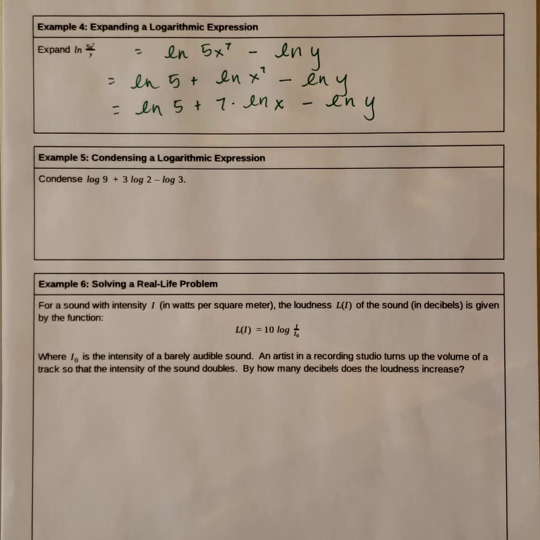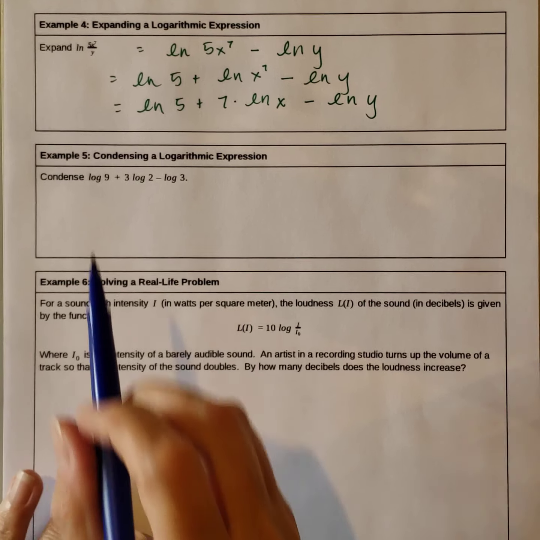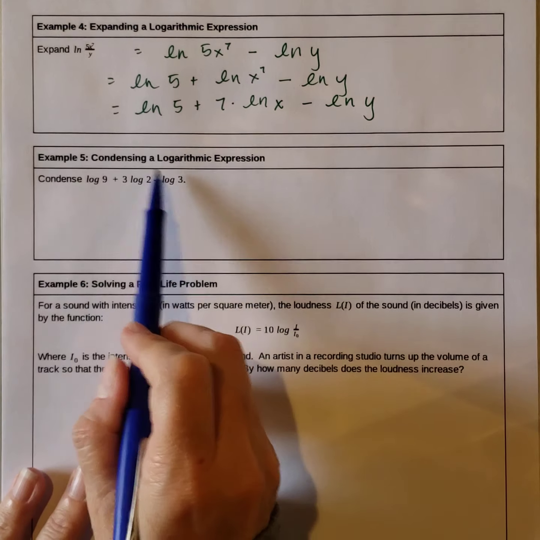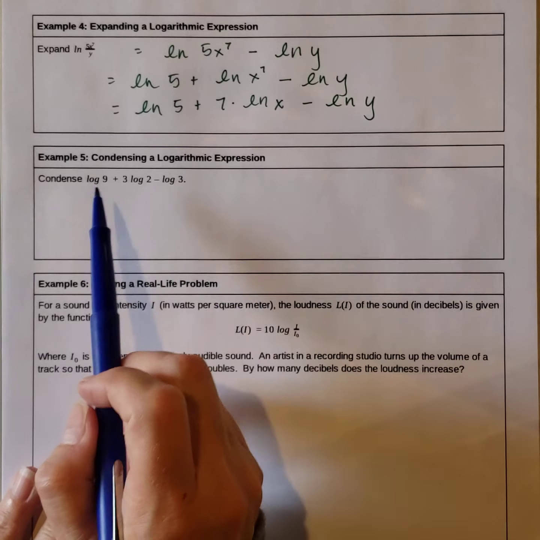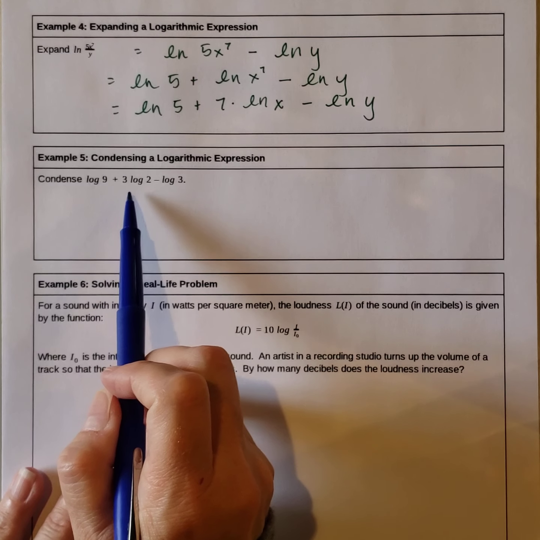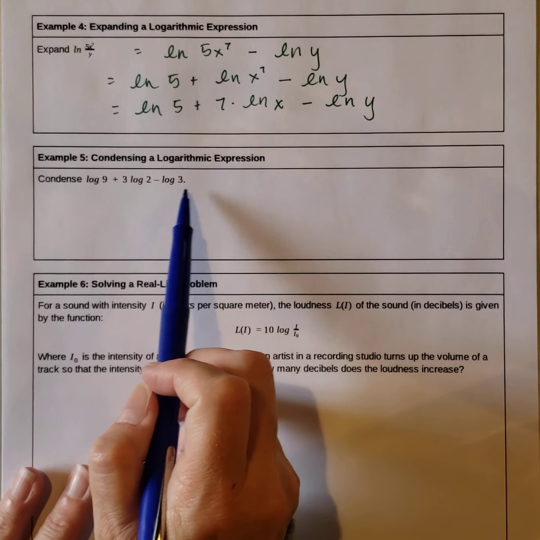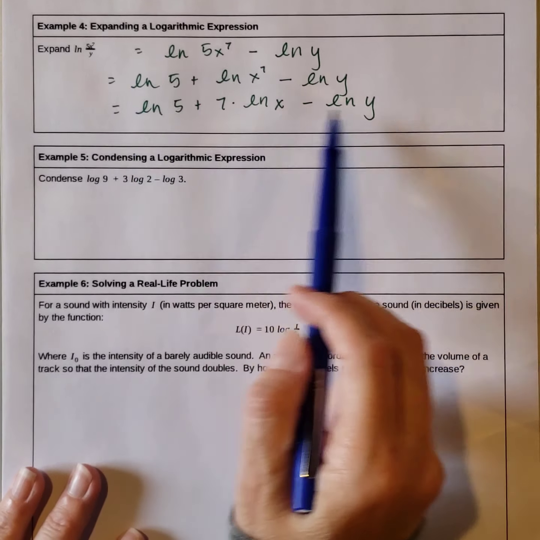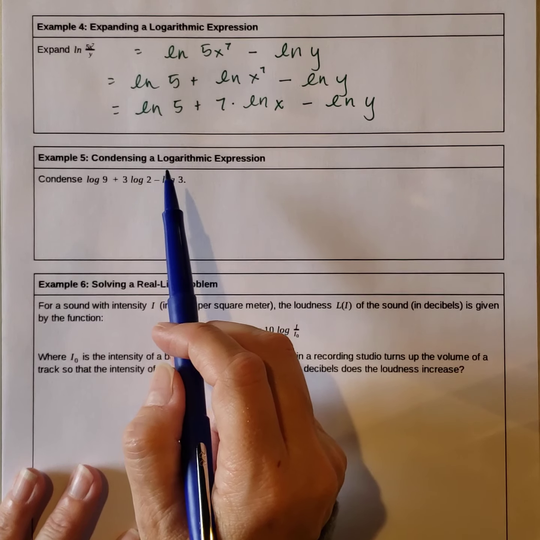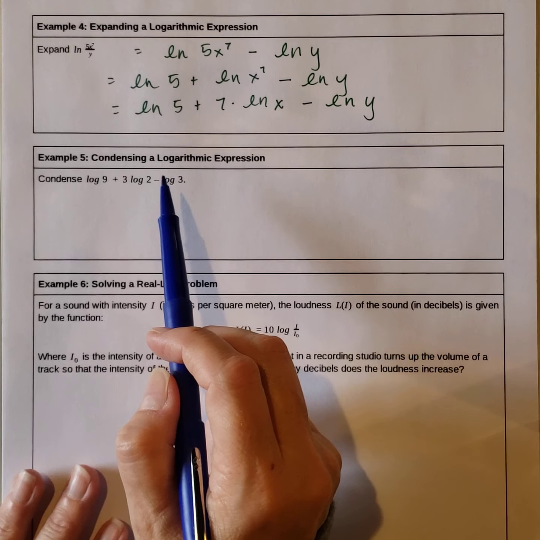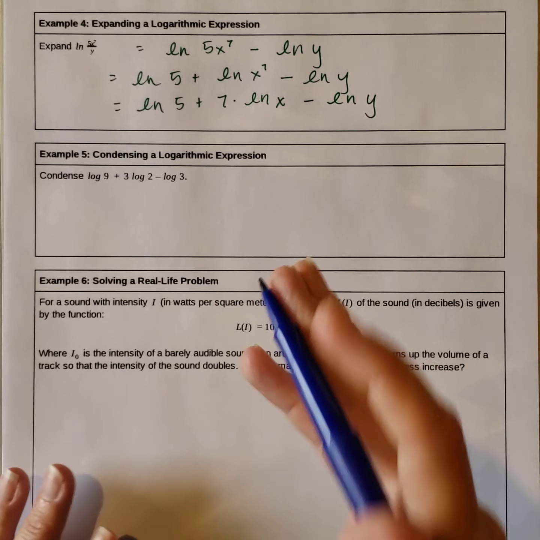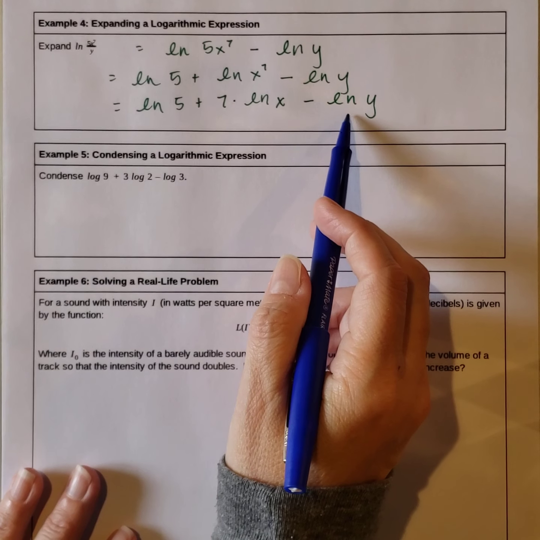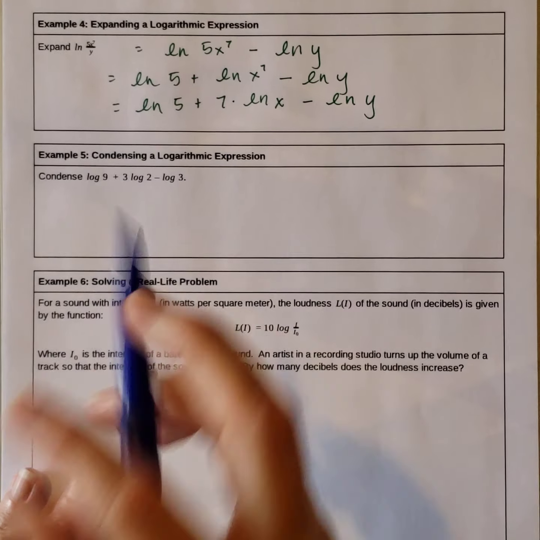So the last step that we did from example 4 was we did the power property. So it looks very similar to example 4. So I have log 9 plus 3 log 2 minus log 3. So I'm going to do the opposite of what we did here. This obviously isn't going to always be the case, but that's how I'm going to work through this. I see that it's very similar to this, so I'm going to use the reverse process.